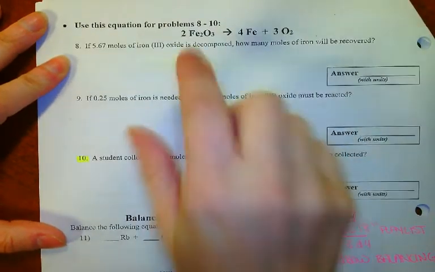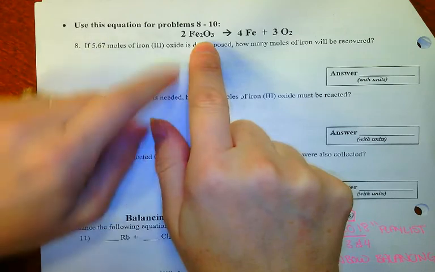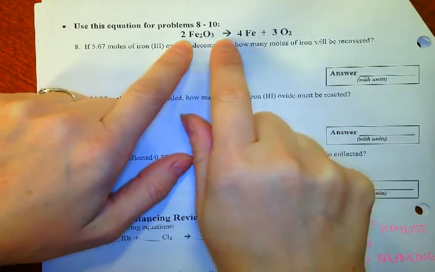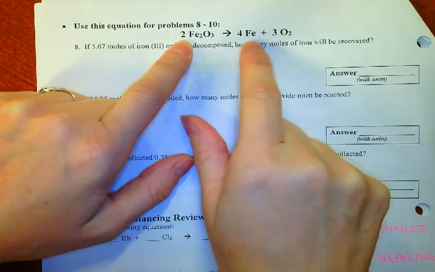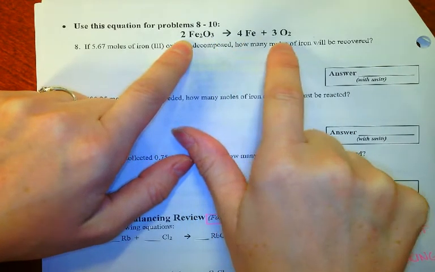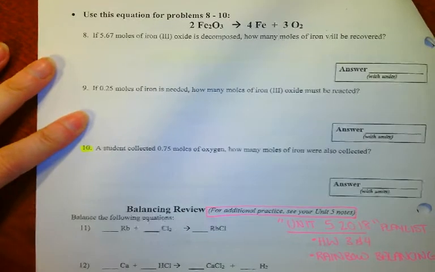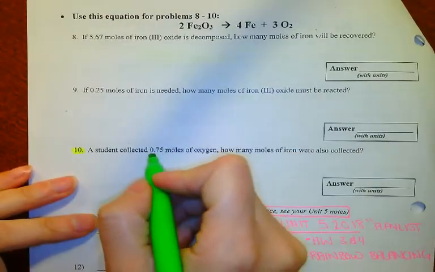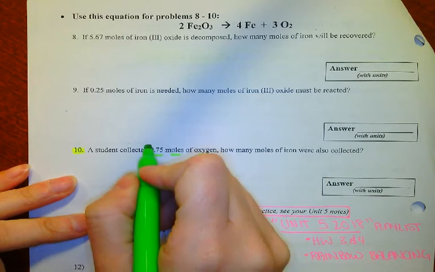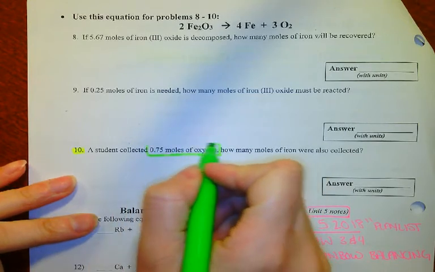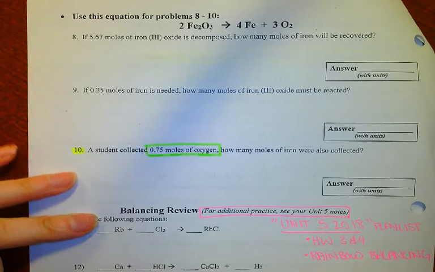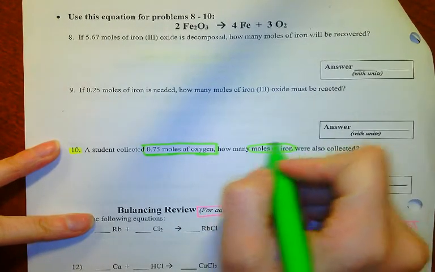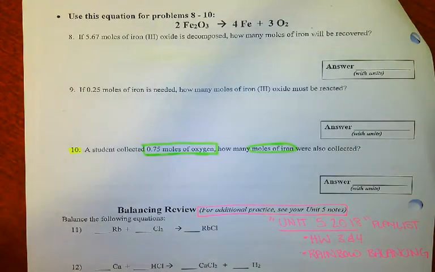8 through 10, we've got this equation. Basically, it's the decomposition of iron 3 oxide. So 2 iron 3 oxides decompose into 4 iron and 3 oxygen. Let's look at number 10. A student collected number unit compounds, so 0.75 moles of oxygen. That whole thing is my given. And it's asking me to solve for how many moles of iron were also collected.